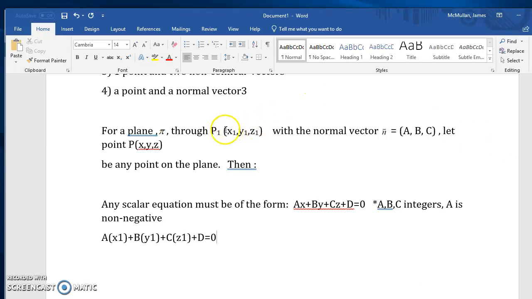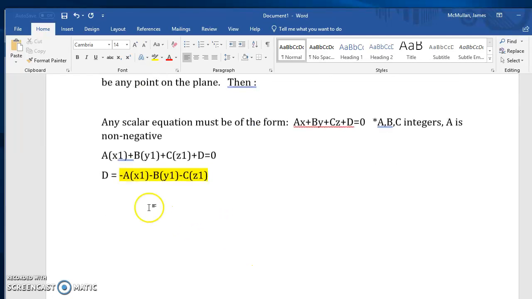Now remember, x1, y1, z1 is a point that you know, which means if you had this equation, the only thing you wouldn't know was D. So you can easily just move D to the other side, and then all the other stuff becomes negative, right? Negative ax1 minus by1 minus cz1. And this is an expression that represents D for any one of our questions.